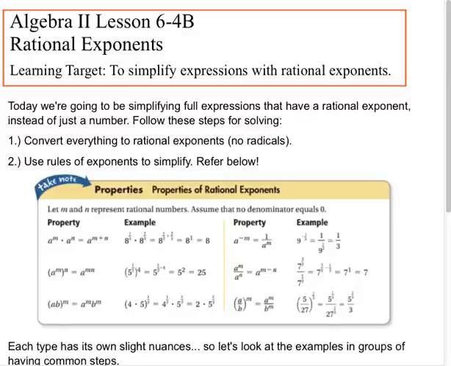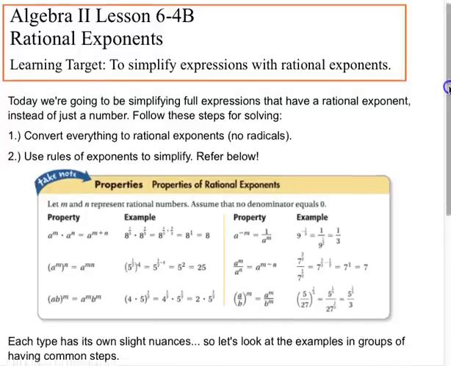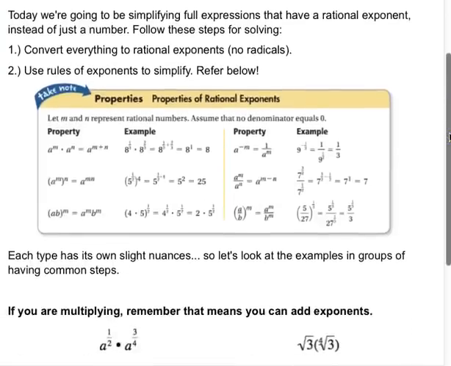Welcome back. In this lesson, we're going to continue on in section 4, rational exponents. Yesterday I taught you how to transform between rational exponents and radicals, and how to simplify numbers that have rational exponents. Now we're going to take it to the next level. We're going to simplify expressions using these rational exponents.